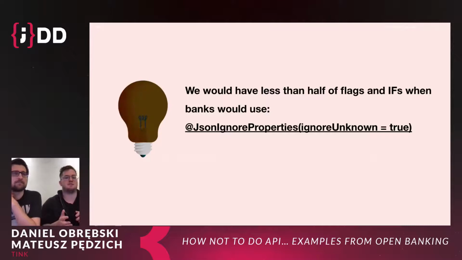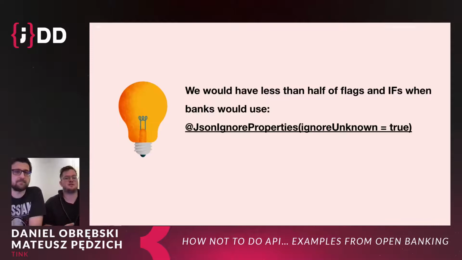Yeah, just a simple tip, especially when you are following the standards. If the banks would use JSON ignore properties, we would have far fewer of these flags, because you just ignore the fields which are in the standard and you don't handle them. And if you really need to override some standard, please describe it really well in your documentation.